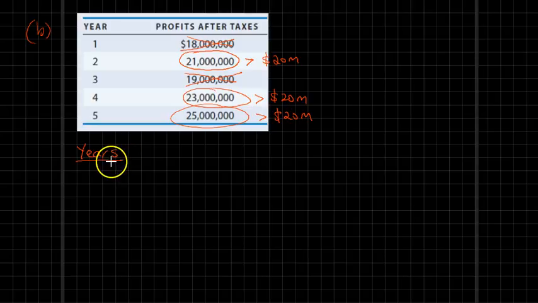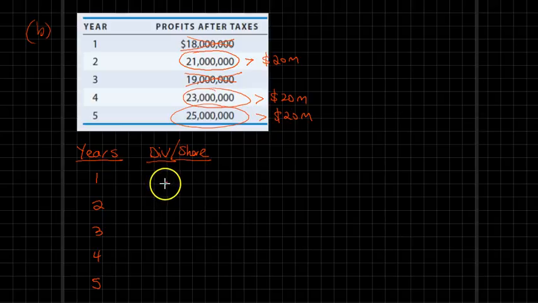I will be putting the years on the first column, 1, 2, 3, 4, and 5, and then the dividend amounts on the next column. And when I say dividend, I mean dividend per share. It turns out that the dividend per share for year 1 and 3 will only include the base amounts, but that would be different for years 2, 4, and 5.